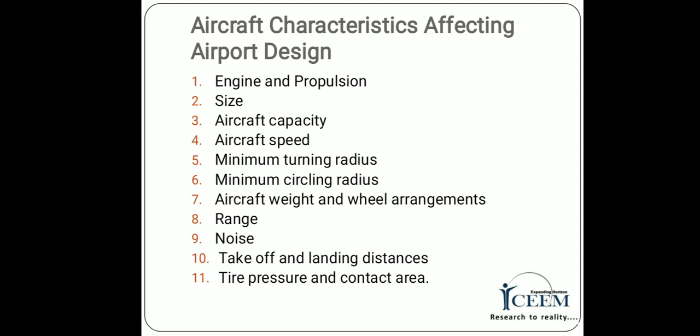Next characteristic is aircraft capacity. Aircraft capacity determines the number of passengers, cargo and fuel capacity of the aircraft. Next characteristic is aircraft speed. Speed nowadays is measured in Mach number, that is the speed of sound.